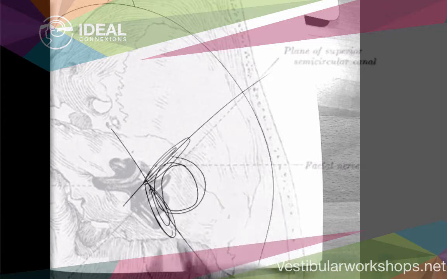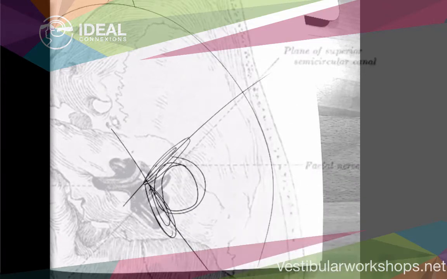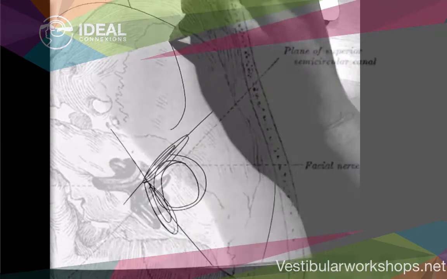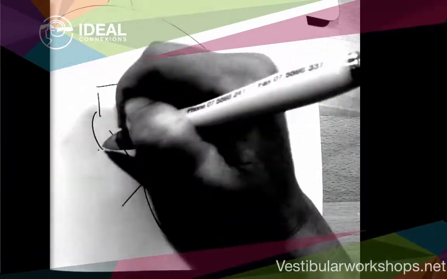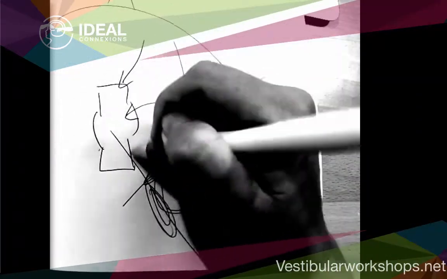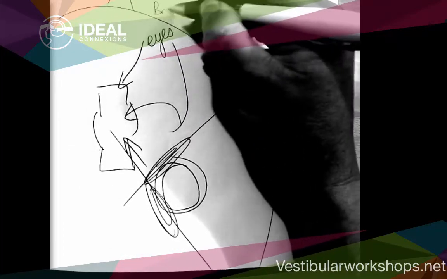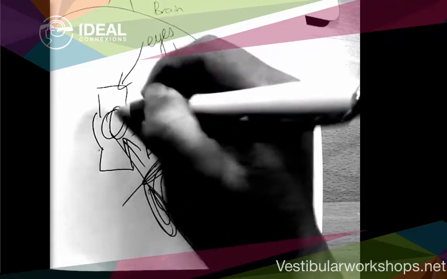Now, you can move your head in any direction and you'll get movement through these fluid-filled tubes. And those are basically connected into your brainstem, and then via your brainstem with other information from your eyes, your brain, and your body into the vestibular nuclei.